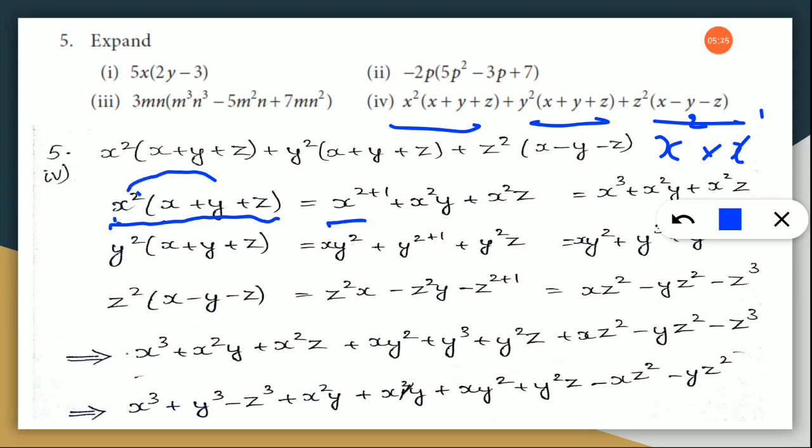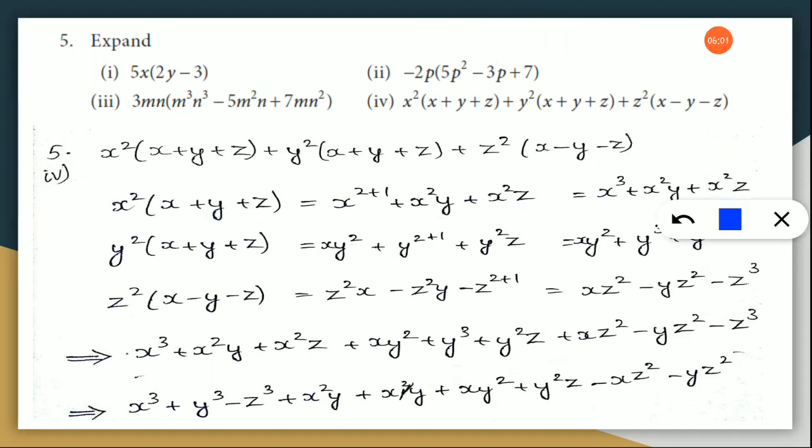x square into y. We cannot add any powers, so I am directly writing x square y here. Clear? Now x square into z. Since there are plus signs in between, we are continuously using the plus sign. Okay. Now x square into z will give us x square z. Okay. Now the next step, x cube. So I'm going to add the powers and write x power 3 plus x square y plus x square z. Clear, children?